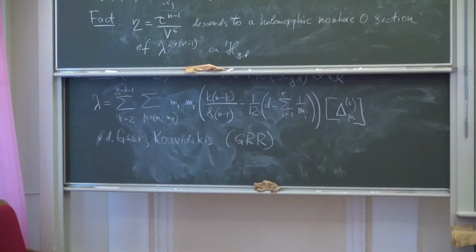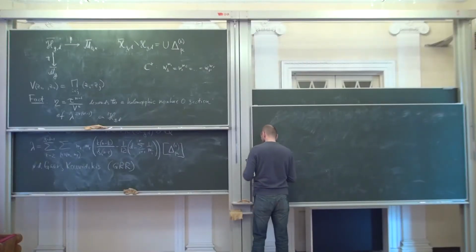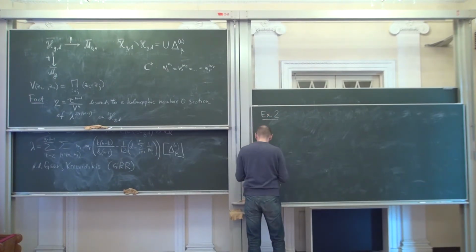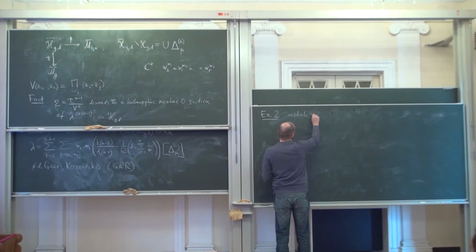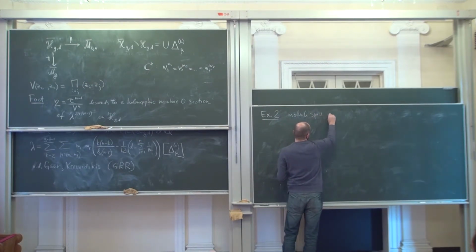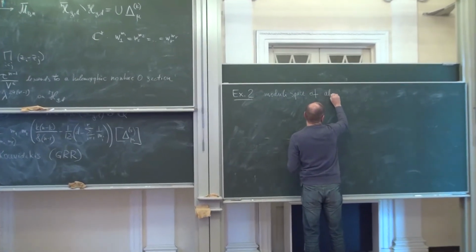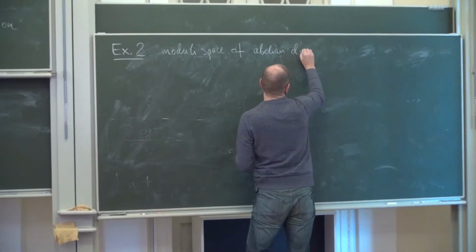So let me briefly mention some other examples. So another example, example 2, is about the moduli space of abelian differentials.